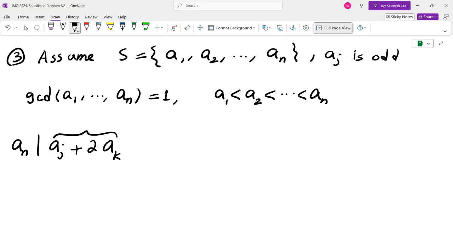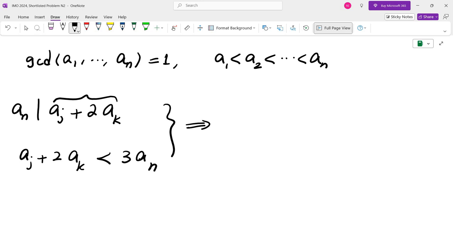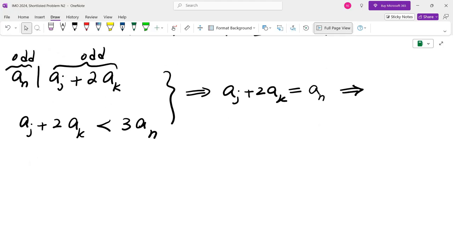Now this guy is too small to be divisible by AN, because if I look at AJ plus 2AK, that would have to be less than 3AN. But it's a multiple of AN. So that means the only possibility, because this is odd and this is of course also odd, is if AJ plus 2AK is equal to AN. So what does this tell us? Because of course J isn't equal to N, and this is true for every J.